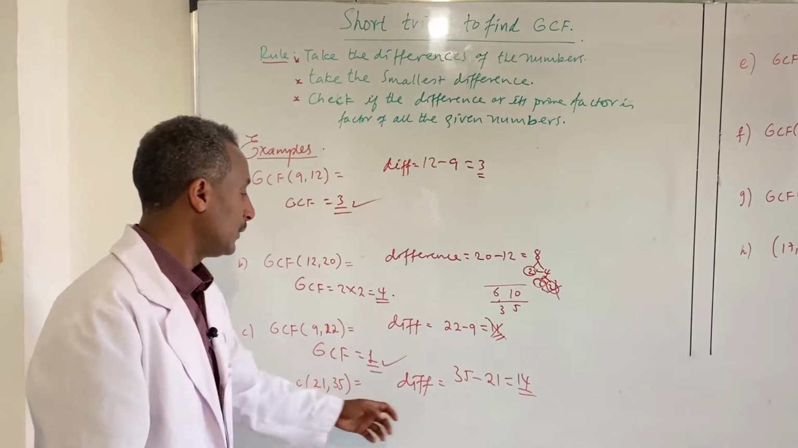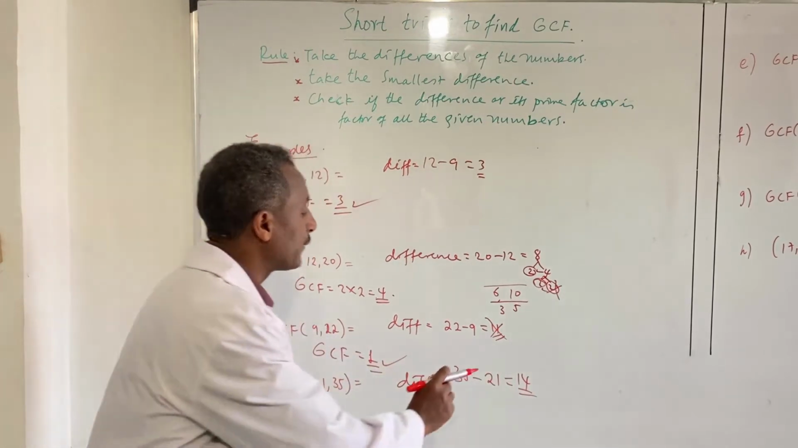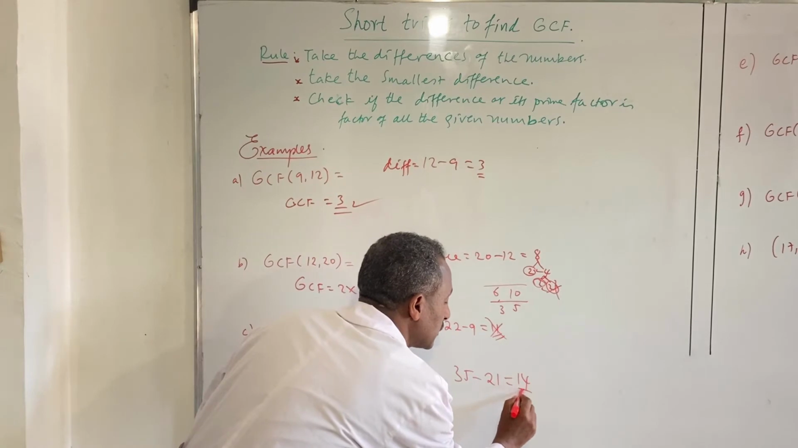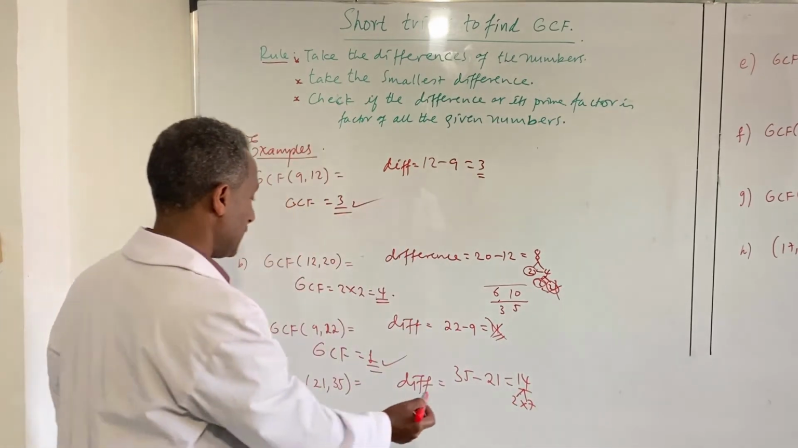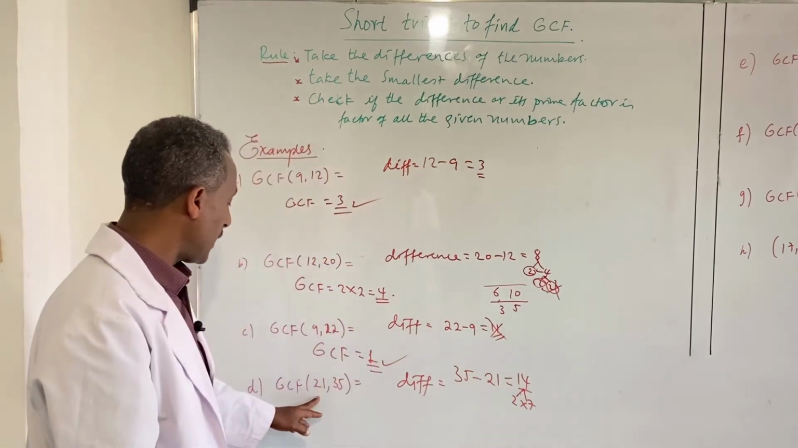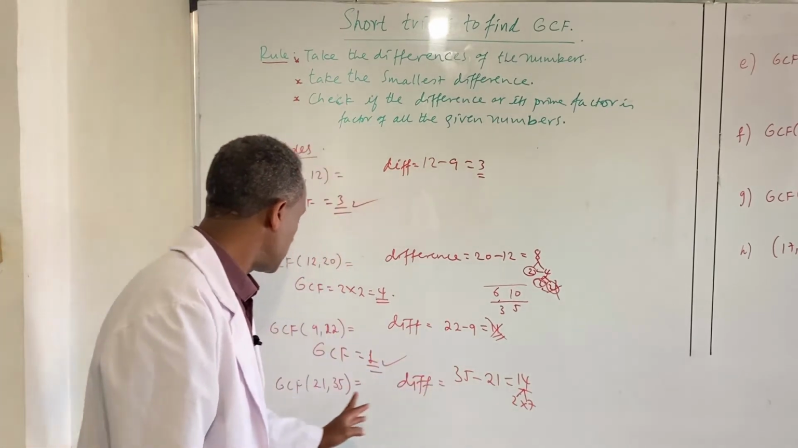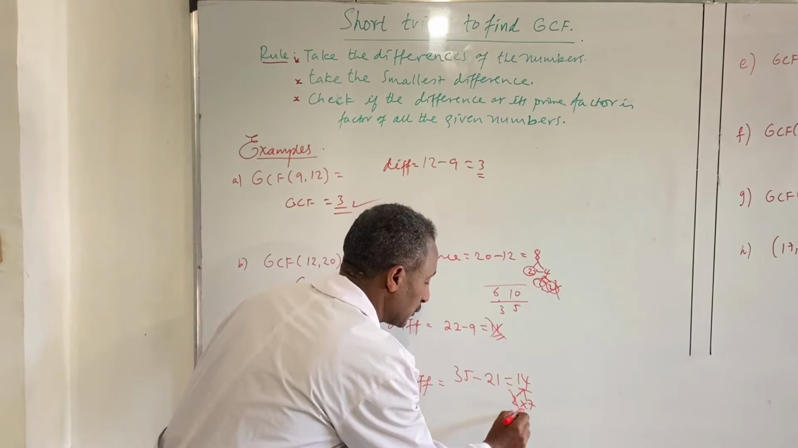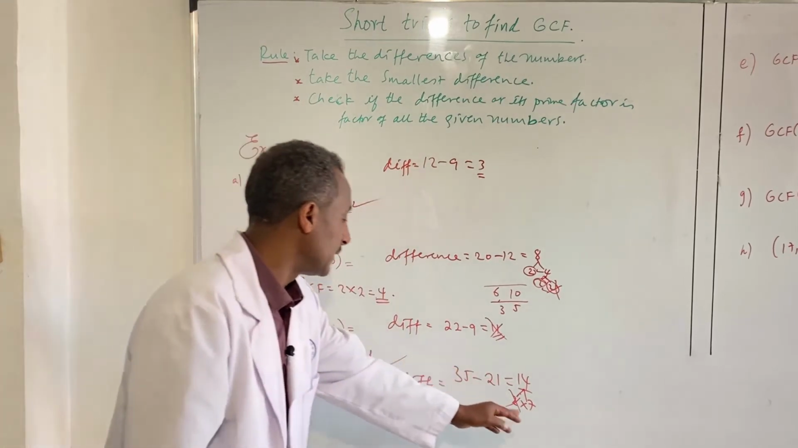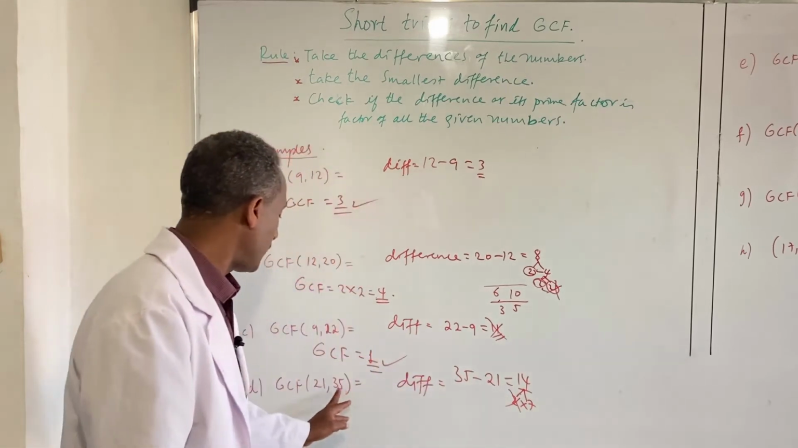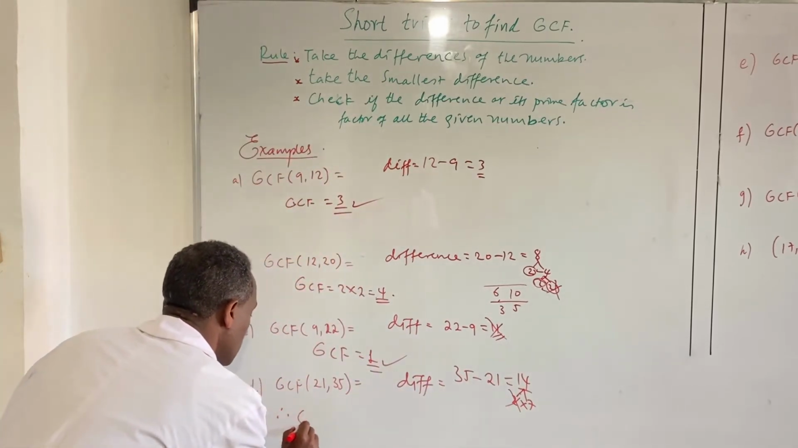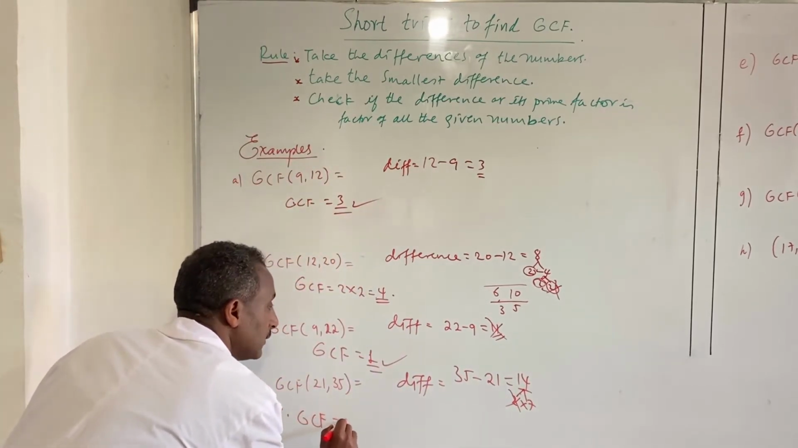No. 14 does not divide both, but we have to rewrite 14 as the factors 2 times 7. So, does this 2 divide 21? No. Does 2 divide 35? No. So, we don't use this one. Let us check 7. Does 7 divide 21? Yes. Does it divide 35? Yes. Therefore, GCF is 7.